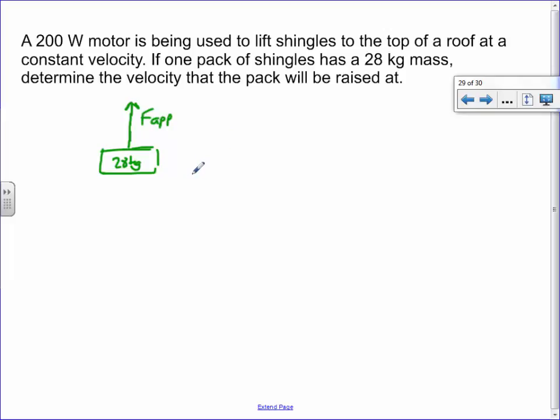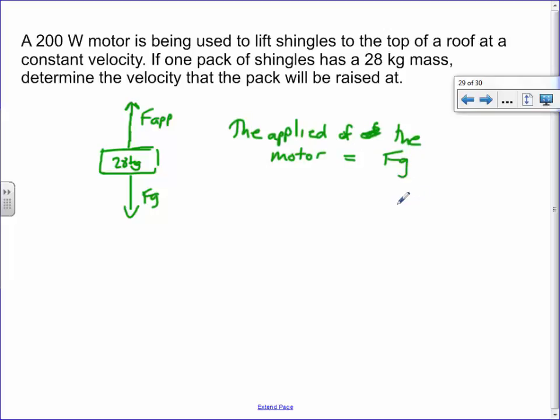What force does that actually have to overcome, though? Yeah, gravity, right? So hopefully you'd agree here that the applied force of the motor needs to equal the force of gravity. Well, remember Newton's first law: an object in motion will stay in motion. So long as it's already in motion, so long as all it does is counter gravity, it should just remain in motion.